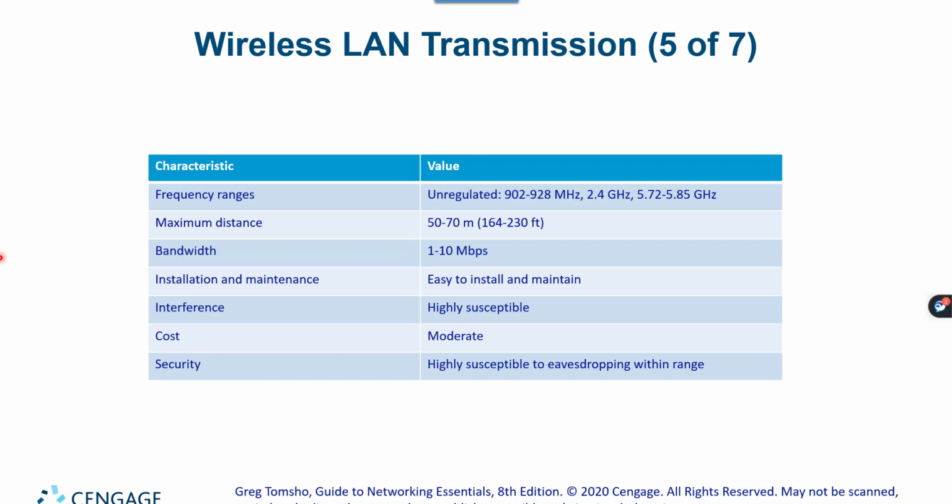So here's our narrowband. We have some bands that are frequencies that are not regulated. Those are the ones we're going to use. The maximum distance is going to be 70 meters, so not even as far as an Ethernet cable. The bandwidth is going to be 10 megabits per second. That's probably not going to be fast enough for your customers. It's easy to install and maintain. The interference is really high because we are going to be on a single frequency, and that's why it's going to be highly susceptible to interference. We can't work around it. And because it's wireless, it's highly susceptible to eavesdropping.